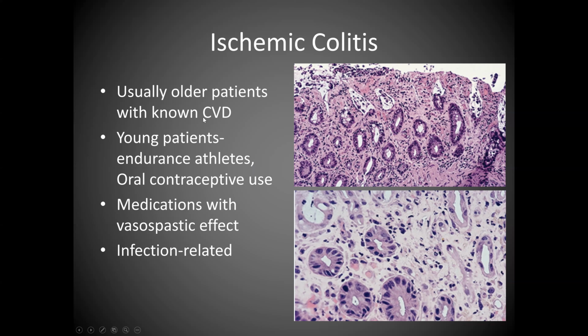Usually these are patients who have known cardiovascular disease, but in some young patients, especially those who are stressing themselves with endurance events, and we see those getting longer, farther, and more challenging, you might potentially see vascular compromise in patients who've been over hypovolemic and stressed in that way. Certain medications could also potentially cause this, and then infection-related changes, of course, go along with this because the changes are very similar.